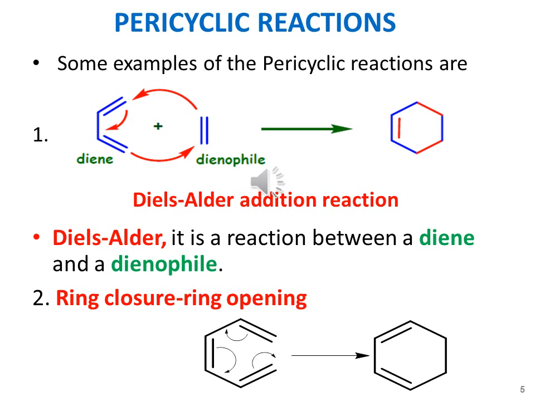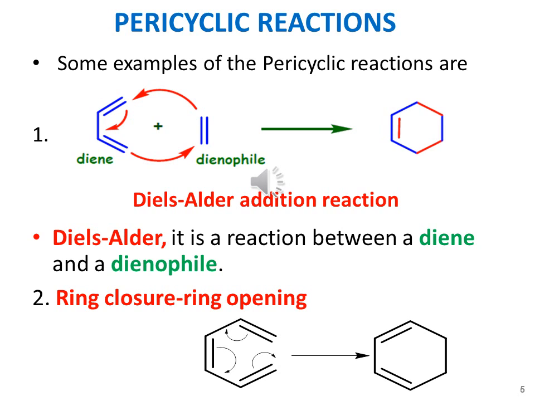In these two examples, I have not shown the transition state, but the bonds of the reactants are broken and the bonds of the product are formed in a transition state at the same time. So these two reactions obey the concerted mechanism. Concerted mechanism means the bonds of the reactants are broken and the bonds of the product are formed in a transition state at the same time. So both these reactions are a type of pericyclic reactions. The first one is classified as a Diels-Alder type addition reaction.